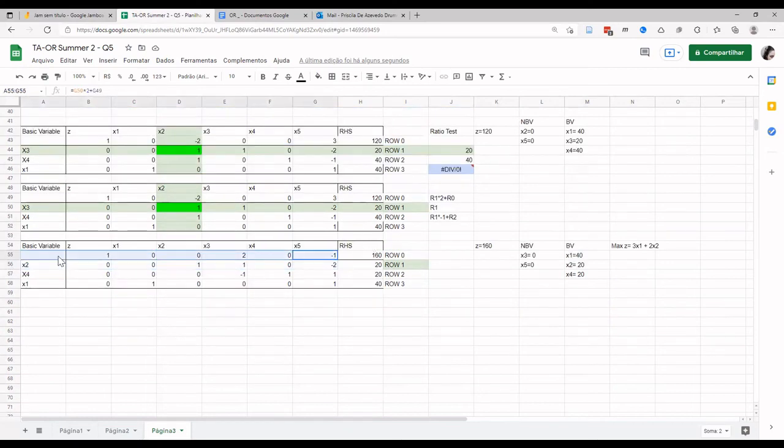But now we still haven't reached the optimal because we still have a negative value here. I still have a negative value in x5, which means that I can include x5 in order to improve my z value. So I know that this column is going to be the pivot column, and I'm going to make the ratio test in order to find out which is going to be my pivot row.